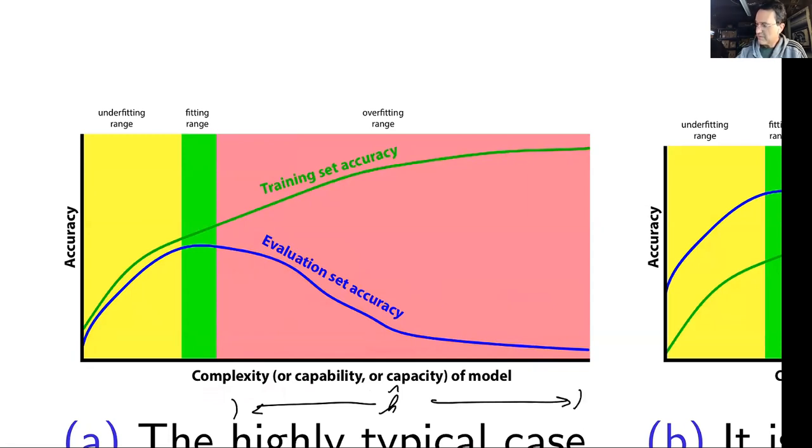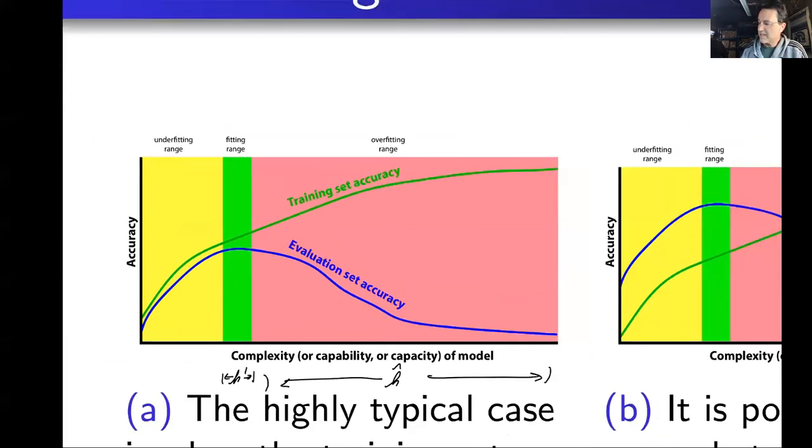this is the overfitting range, right? And the reason it's the overfitting range is because there exists some H prime in the fitting range, the green zone, and you can see that H prime's training set accuracy is worse than H hat's training set accuracy. So let's put H hat right here. You can see that the training accuracy is higher than H prime's, but you can also see that H prime's evaluation set accuracy is better than H hat's evaluation accuracy, right? Because this is much higher than this, even though this is much higher than this. So that's overfitting. That's exactly the definition of overfitting here.